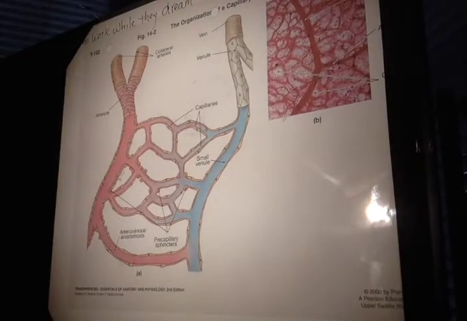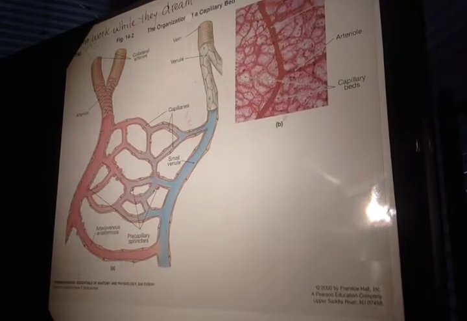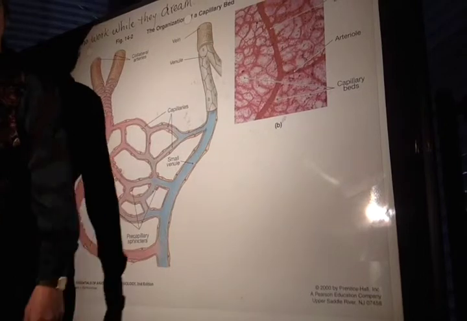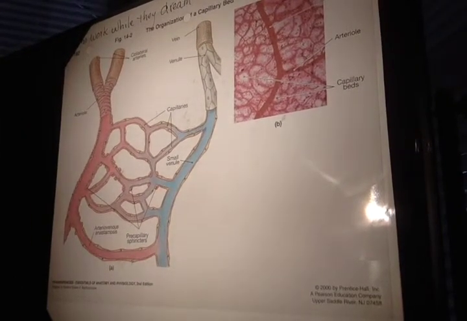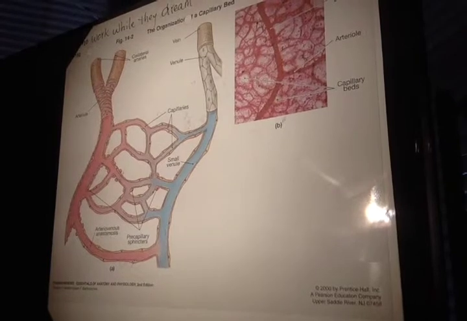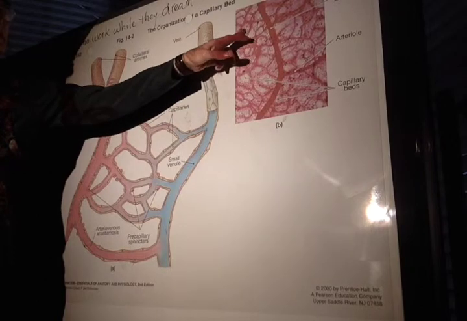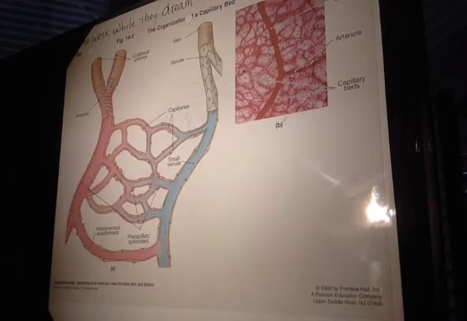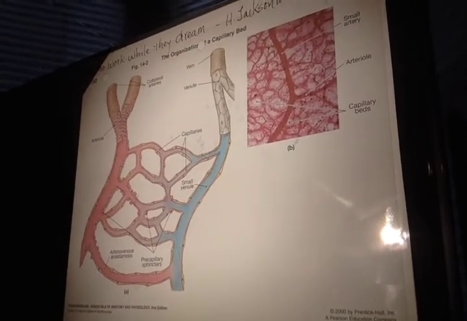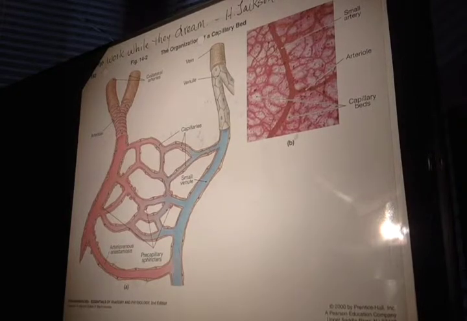Okay. Now, there used to be films, and they were usually done on rabbit ears because it was an easy place to see capillary beds. But here you have your little capillaries. And if you look online, they probably still have them. You can actually watch the little red blood cells, and they almost have to squeeze to get through the little capillaries, and they go right through there.